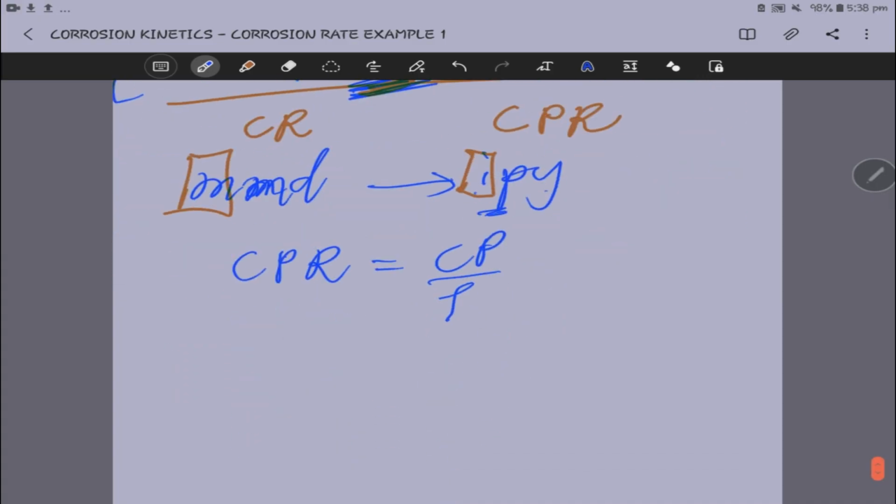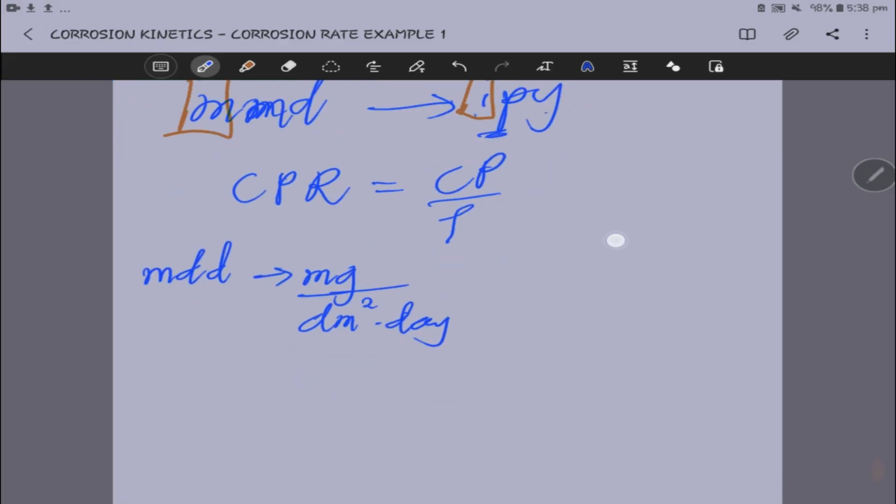So we have MDD, and we know that this is the same as milligrams per decimeter squared per day. So there's the basis for what we are doing.